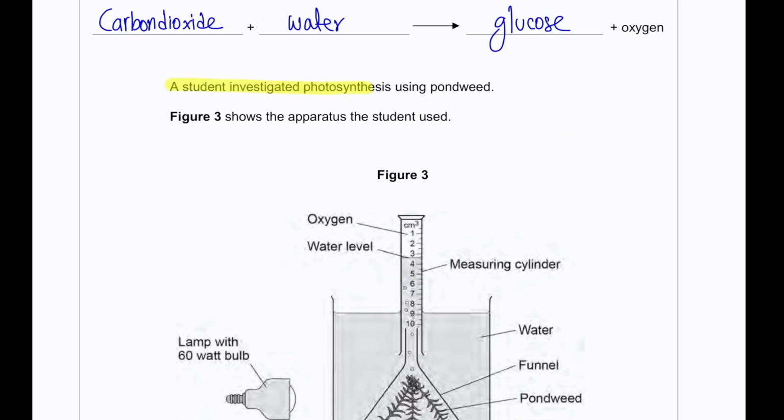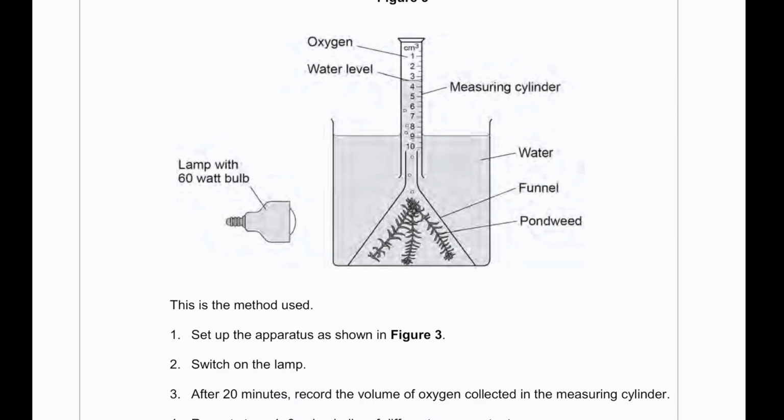A student investigated photosynthesis using pondweed. Figure 3 shows the apparatus the student used. We can see the level of oxygen accumulated here in the measuring cylinder, and the student is using a type of pondweed which is under the light, and the condition provided is doing photosynthesis.